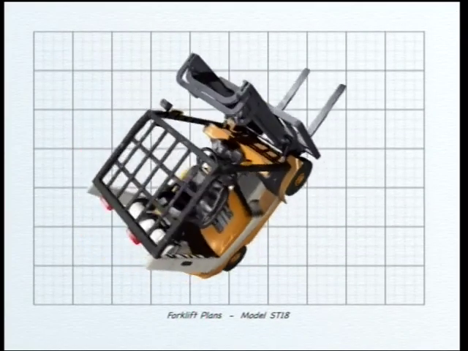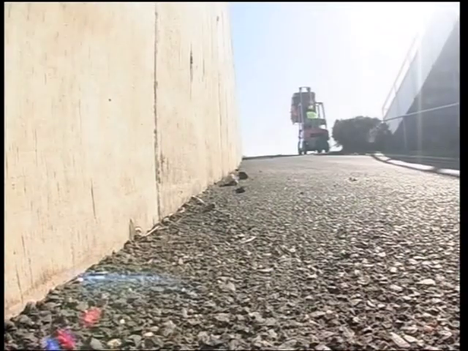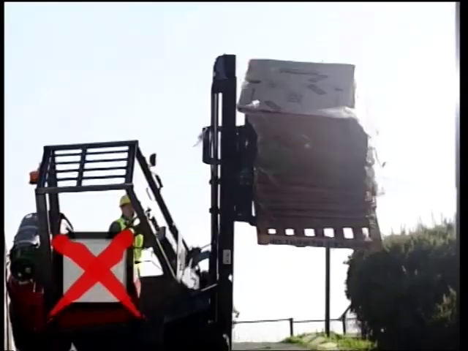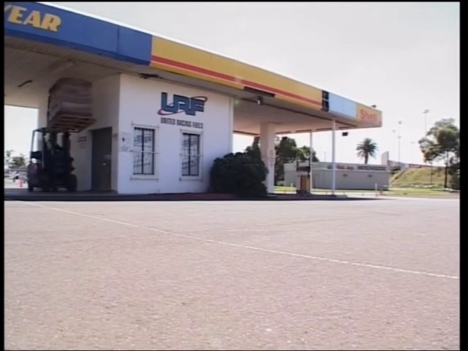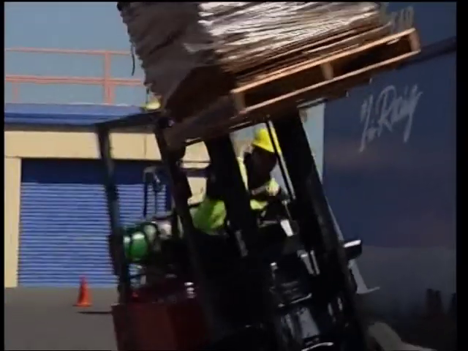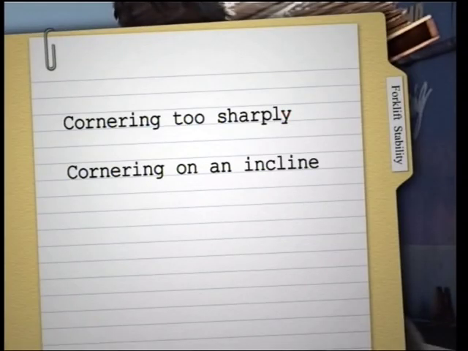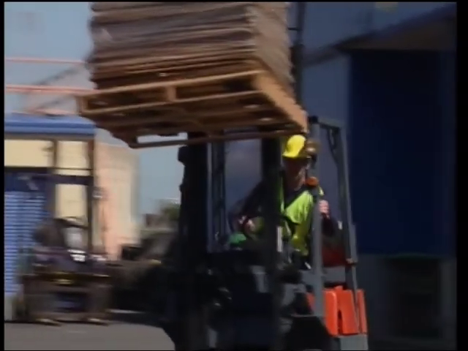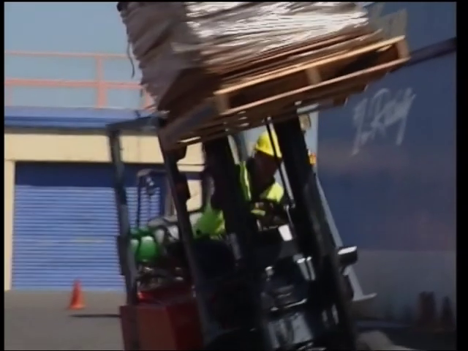Lateral instability occurs when the center of gravity moves sideways outside of the stability triangle. For example, driving across an inclined, rough or uneven surface can move the center of gravity to the side of the forklift and cause a side rollover. Tip over while cornering is a common accident caused by cornering too sharply, cornering on an incline, or driving at too high a speed. As you can see, the center of gravity moved sideways outside the stability triangle, causing the forklift to tip over sideways.